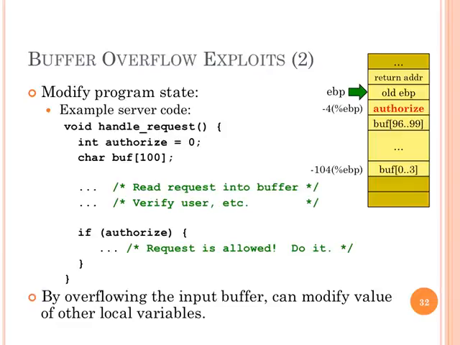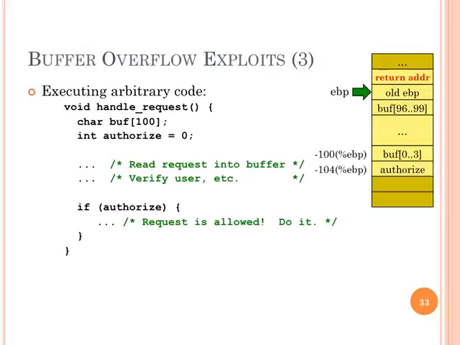So if somehow I could overflow that buffer and put a value into authorize, then I can make this program do something that it wasn't really written to do. Everybody see that? So that's one kind of way that you can use buffer overflows. You modify program state. The much worse one is arbitrary code execution. And this is sort of the holy grail when you're trying to crack a program, is you try to find a way to hit the return address. Because most likely authorize won't even be on the stack, but the buffer will be.